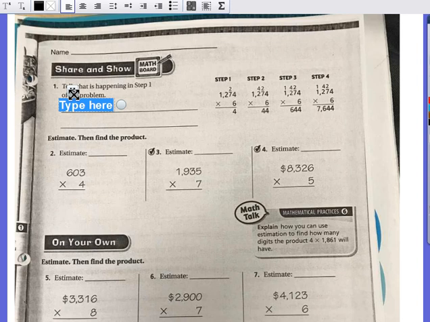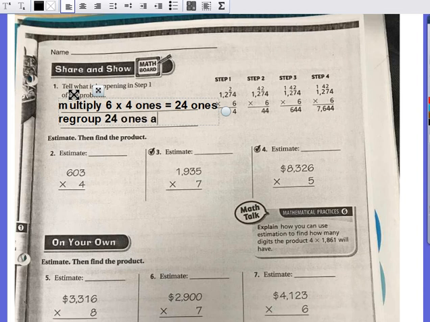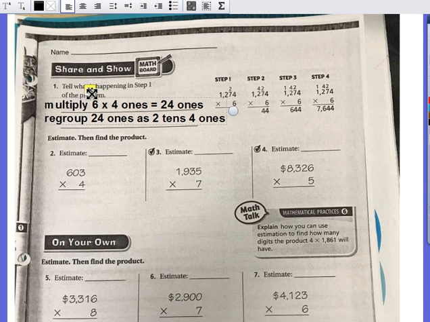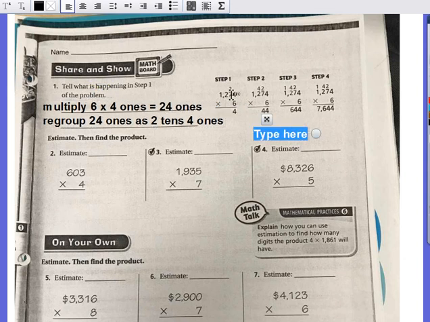We're going to put, they multiply 6 times 4 ones, because we're in the ones category, so they got 24 ones. And then they regrouped, because you can't put two numbers in the same place value, they regrouped 24 ones as 2 tens and 4 ones. Okay, so that's what they did in step 1. That's why the 2 went up here and the 4 went down below.